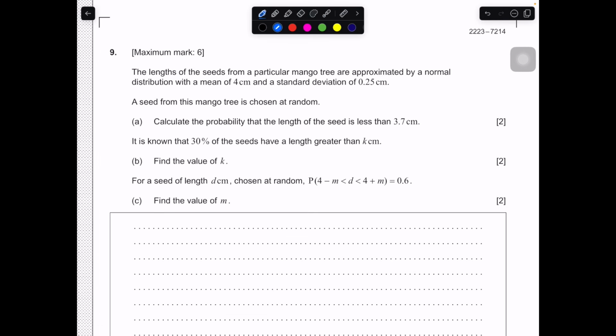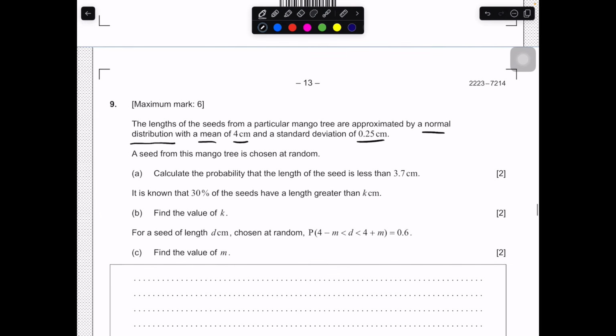Alright, question 9, 6 marks. The lengths of the seeds from a particular mango tree are approximated by a normal distribution. So already we know we're in the realm of normal distribution, norm CDF or inverse normal. And the lengths of the seeds are approximated with a mean of 4 and a standard deviation of 0.25 centimeters. A seed from this mango tree is chosen at random. Calculate the probability that the length of the seed is less than 3.7 centimeters.